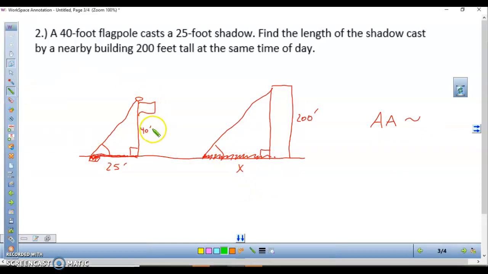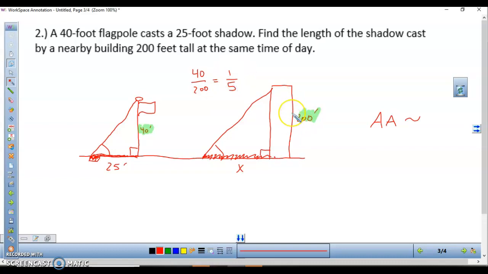First step is to establish my similarity ratio. So I know both the heights. Those are my corresponding lengths. All right. Now, when I simplify 40 over 200, you end up with 1/5. So my similarity ratio is 40 over 200, which is 1/5.